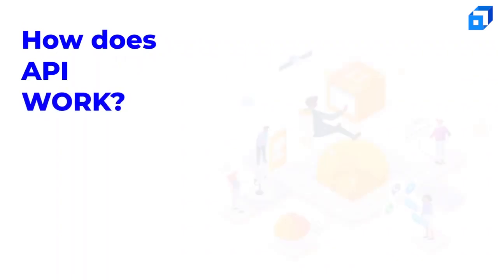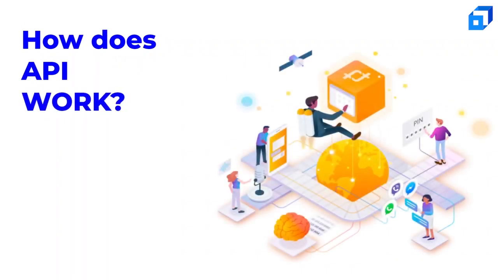How does an API work? An API is a set of defined rules that explain how computers or applications communicate with one another. APIs sit between an application and the web server, acting as an intermediary layer that processes data transfer between systems. Here's how an API works.